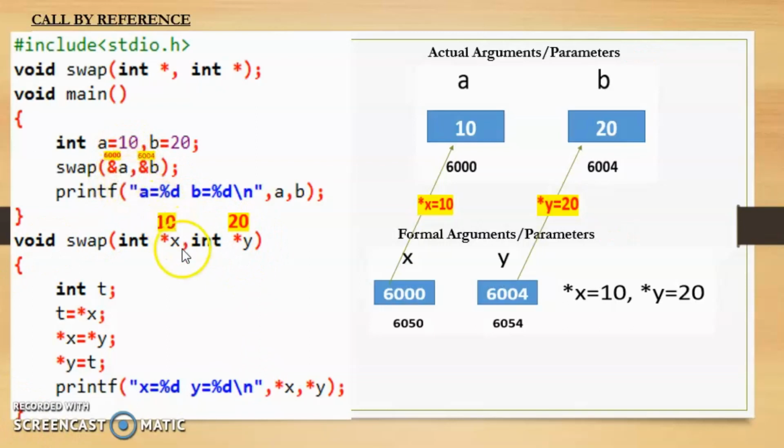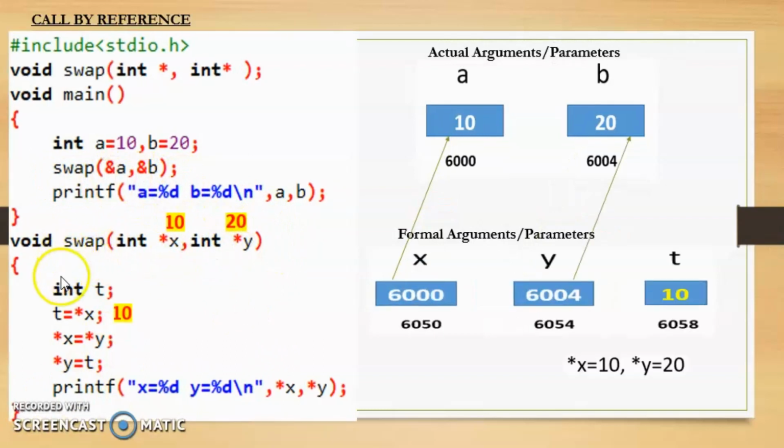Since we are passing address of a over here, x will contain address of a, that is 6000, and *x will give us the value at the address of a. Address of a is 6000 and value at address of a is 10, so *x will be 10. Similarly, we are passing address of b, so y will contain address of b, that is 6004, and *y will give us the value at address of b. Value at address of b is 20, so *y will hold 20. So these are the actual parameters which are in the function call, and these are the formal parameters.